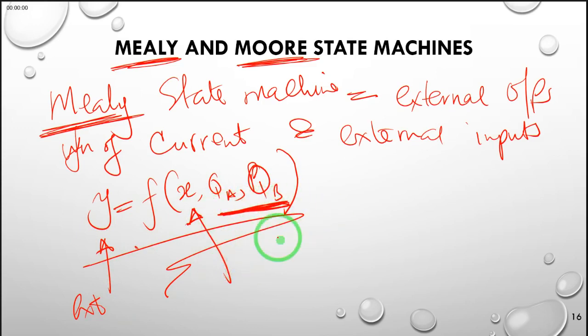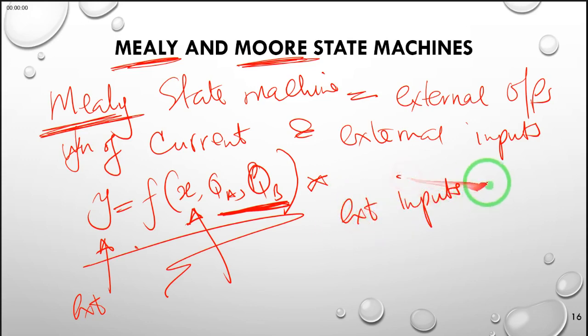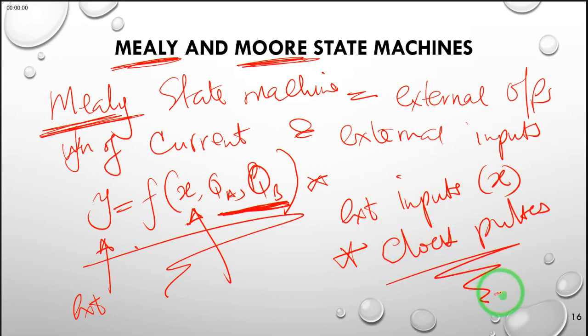Some of the counters that we have developed have shown such a characteristic, and therefore may be classified as a Mealy state machine. One precaution that we should employ when designing or operating a Mealy state machine is that we must ensure that the external inputs, in our case x, do not change at the same time as our clock pulses. If they change at the same time as the clock pulses, then our Mealy state machine will not function correctly.